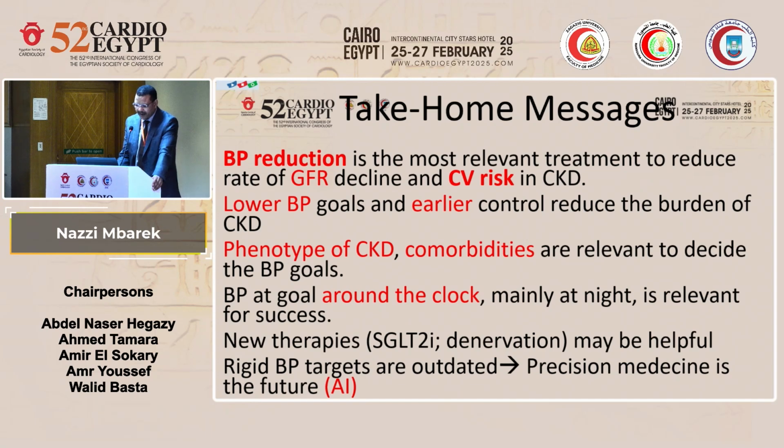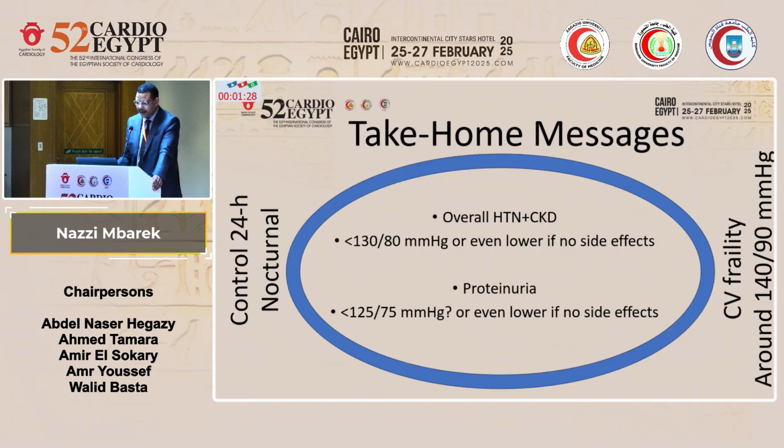Rigid blood pressure targets are outdated, so we have to have an idea that precision medicine by artificial intelligence is the future. So overall, it's less than 130/80. Whenever there is proteinuria, the most popular number is less than 125 over 75.